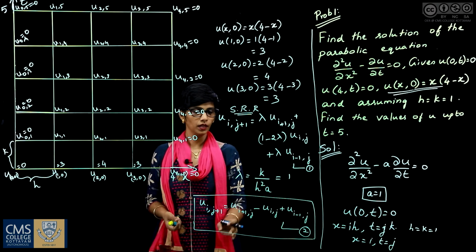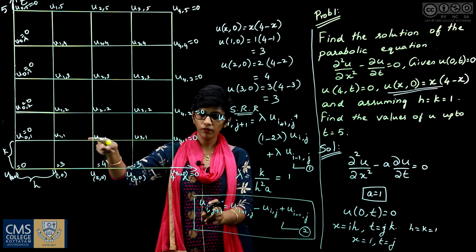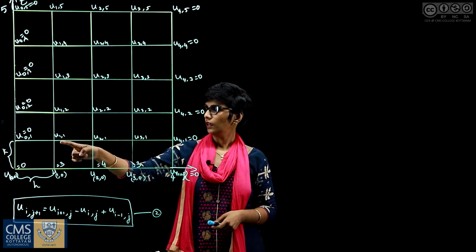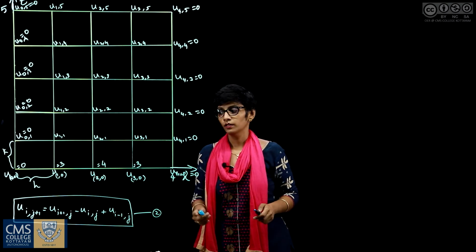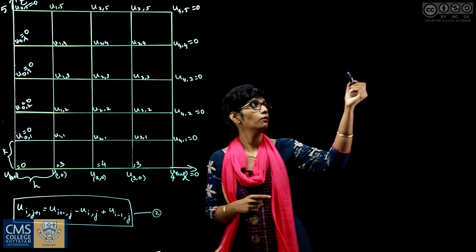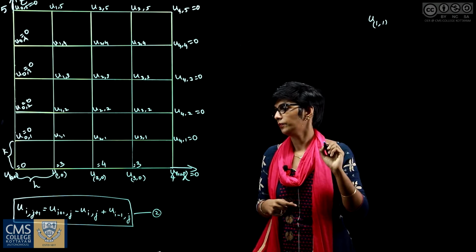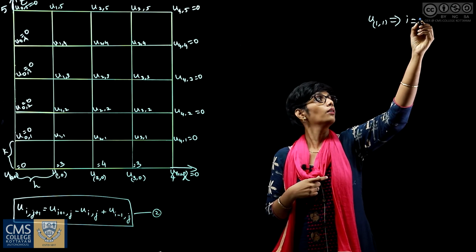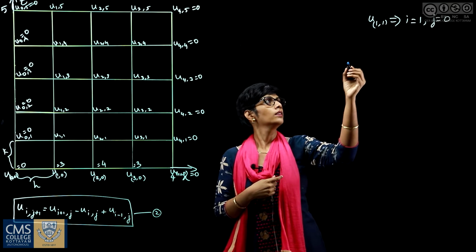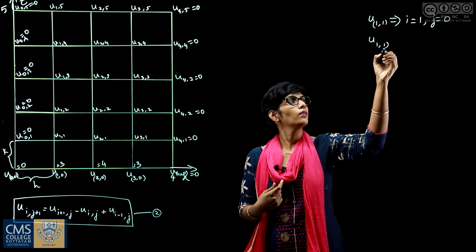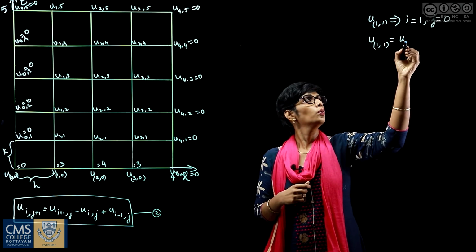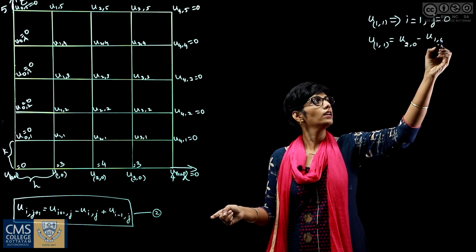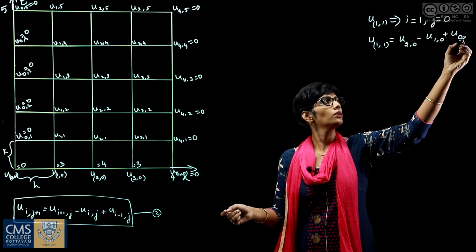We are going to use this equation, substitute the values of x and t, and find the value of each u. So we use this equation and find the value of each and every point till t is equal to 5. First we are going to find u of 1, 1. Here i should be equal to 1 and j is equal to 0. Substitute. So u of 1 comma 1 is equal to u of 2 comma 0 minus u of 1 comma 0 plus u of 0 comma 0.